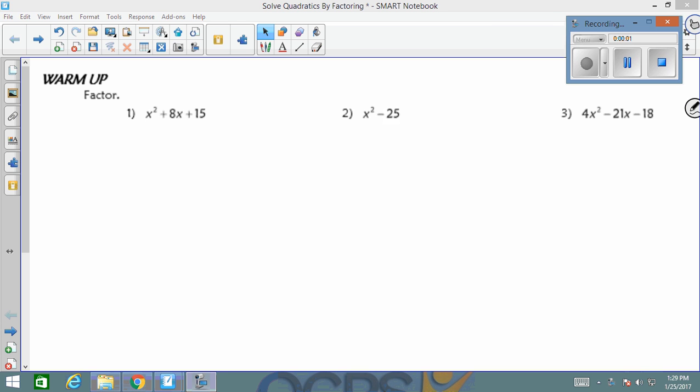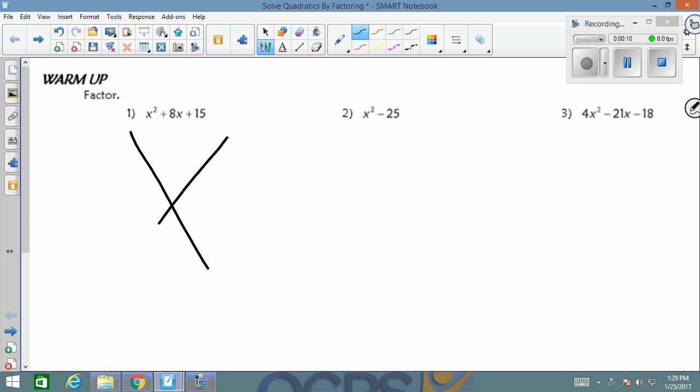Okay, so today we're going to talk about solving quadratics by factoring. So let's do some more practice on factoring. Remember, we're doing the x method. When we're doing the x method, the number in front of the x squared is 1. So it's always the first number, 1, times the last number, which is 15. And then the bottom number is 8.